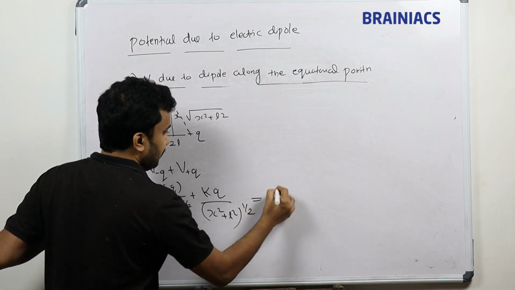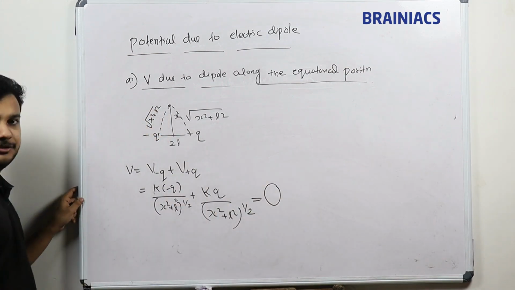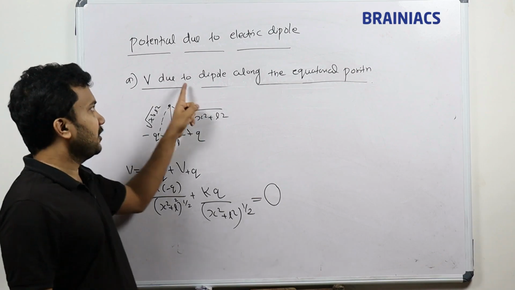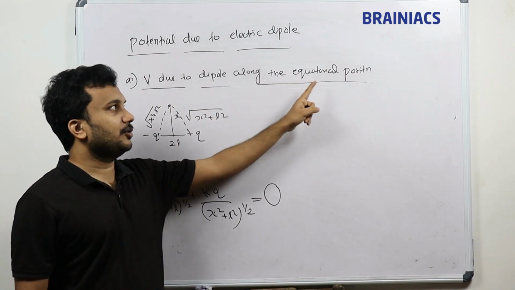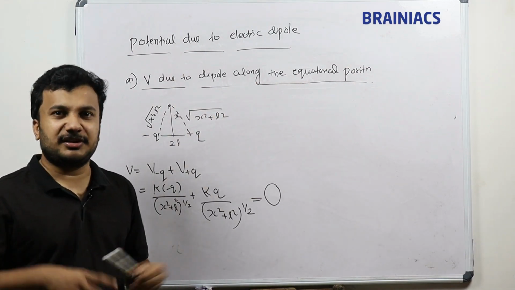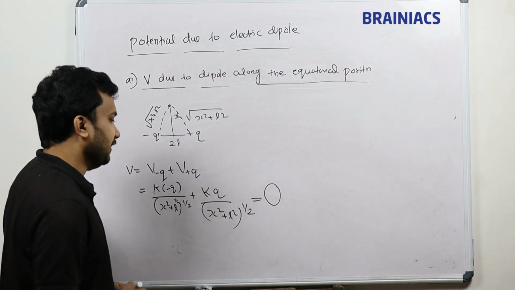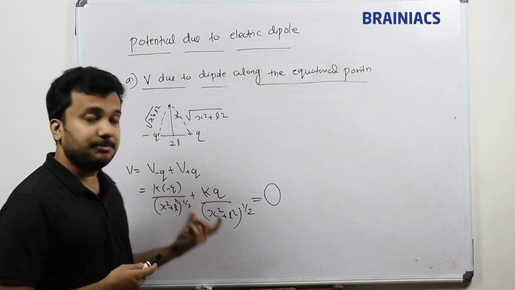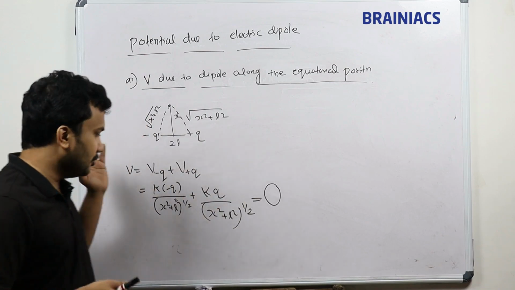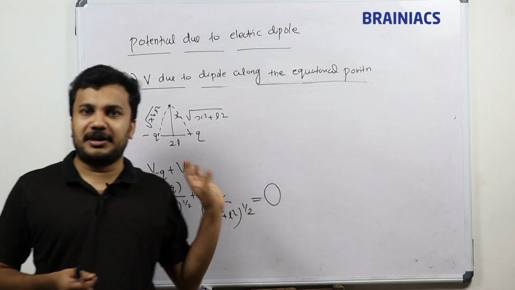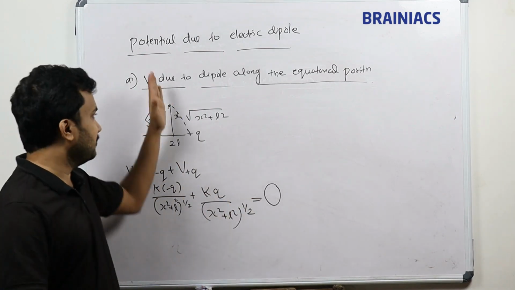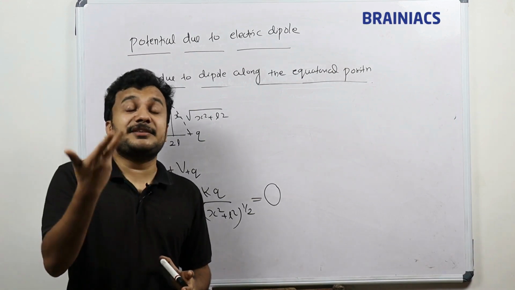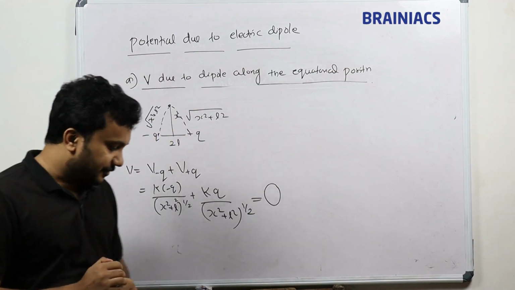What is the value of this? 0. The value of this is 0, which means the potential due to a dipole along the equatorial position is 0, which means there is no potential. What does this indicate? This is a very important concept. It is not enough to just write the formula and say that the potential at this point is equal to 0. There is a significance to it. What does that significance mean?